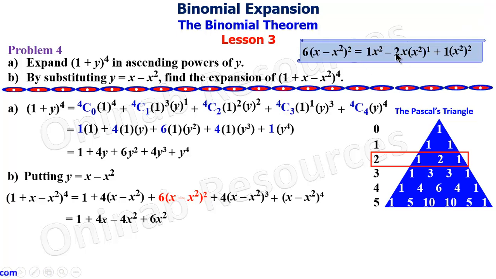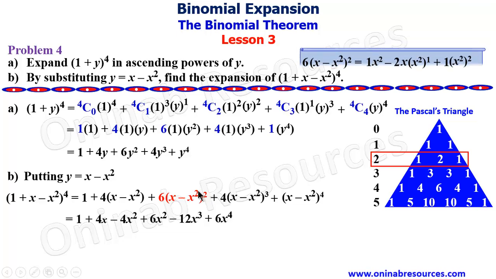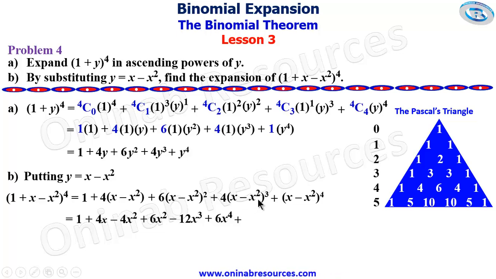6 times negative 2x times x squared raised to power 1 is going to give us x raised to power 3. 2 times negative 12x raised to power 3 will give us minus 12x raised to power 3. This is going to give us x raised to power 4 times 6, which gives 6x raised to power 4. So we are done with that. We go to the next term to be expanded, and that's this.